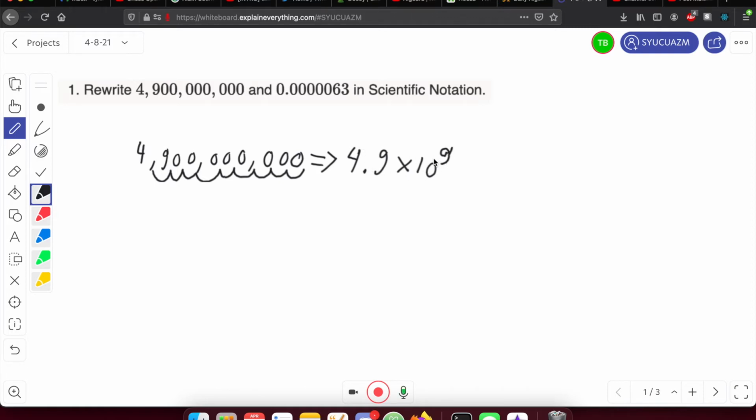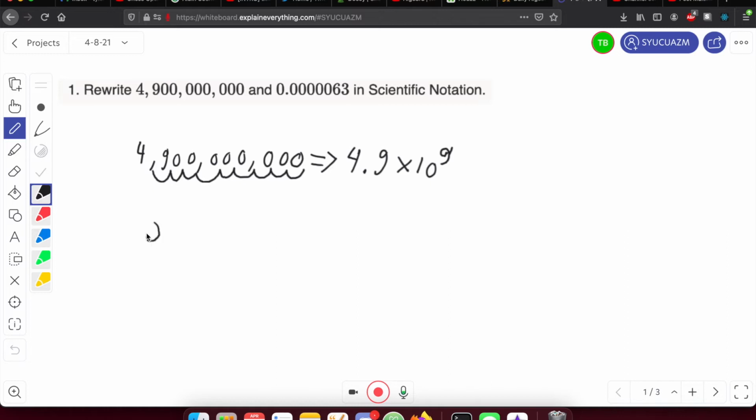Now, this is literally the number that is this, right? If we multiply 4.9 times 10 to the 9th, we're going to get 4,900,000,000. You can see the value in having scientific notation. This is a lot easier and simpler to write than writing out all of these zeros.